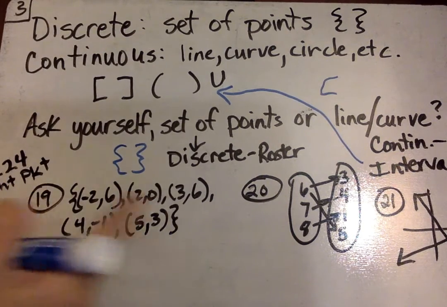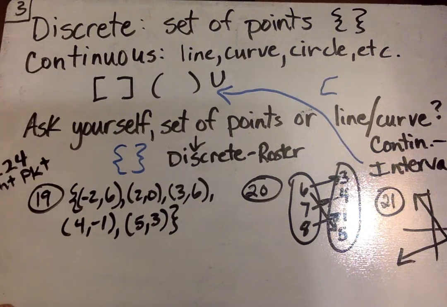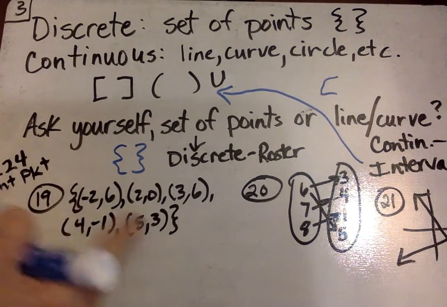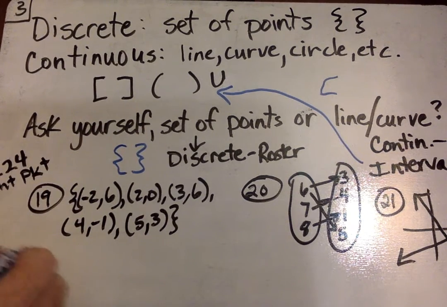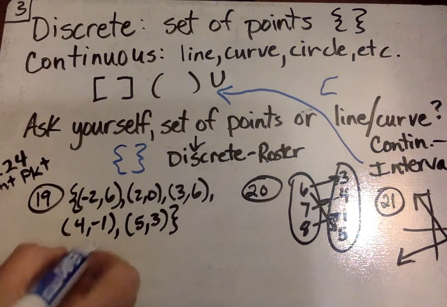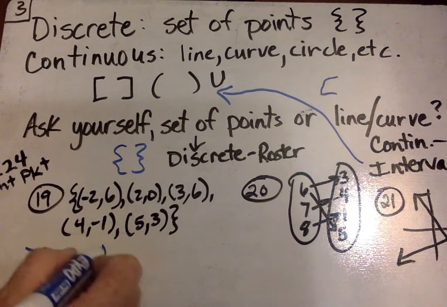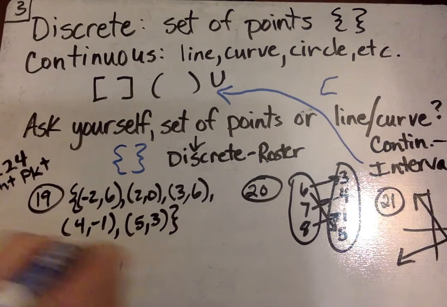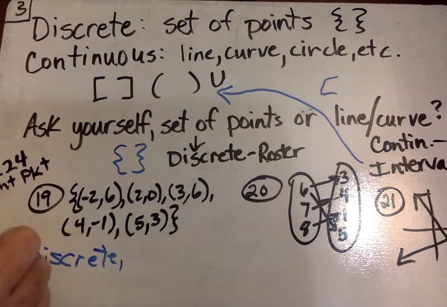Okay, so here, what is it, discrete or continuous? Well, let's see. It's a set of points, so I'm going to say it's discrete. And discrete usually goes with a roster. So we put that one for 19 is discrete and roster.